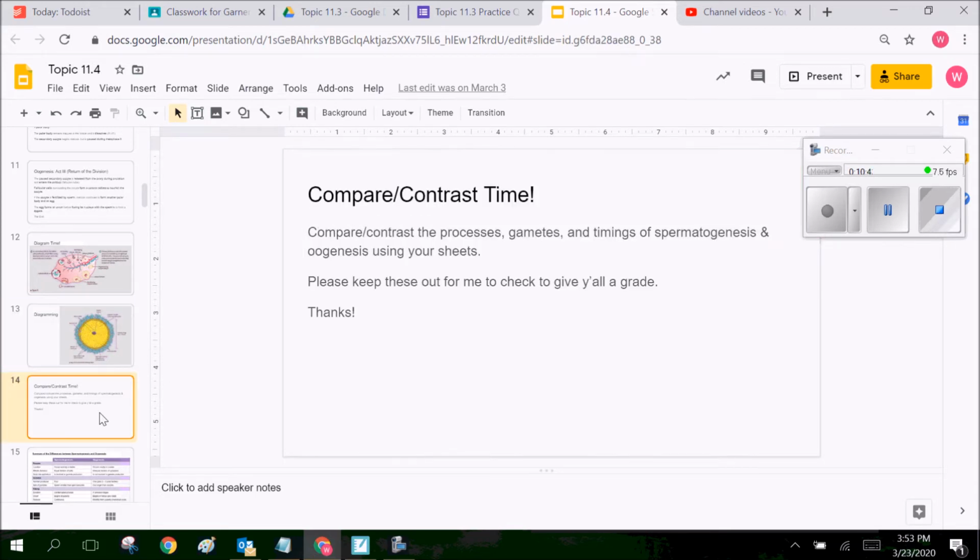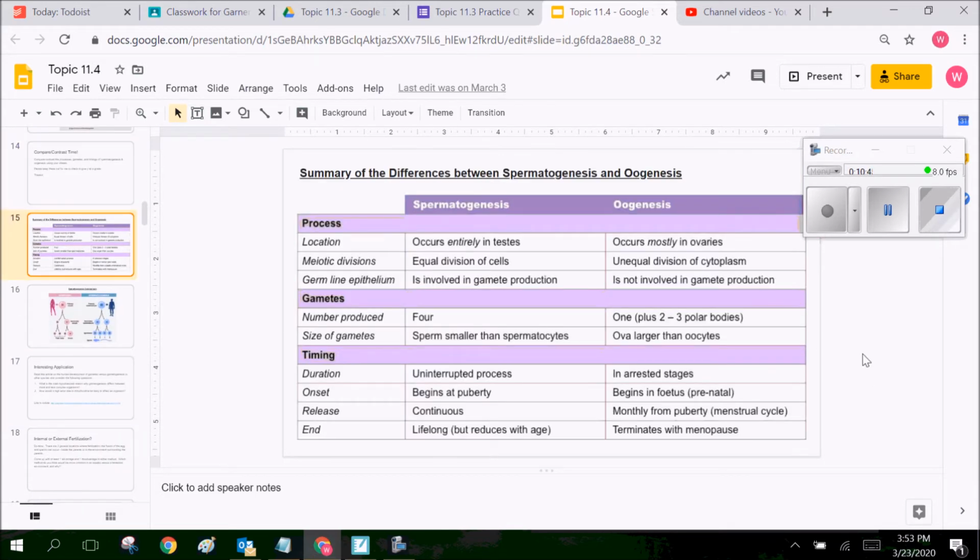Let's continue. All right, so you need to know how to compare and contrast these. So know this information. Notice that both of them are very similar, but in spermatogenesis, we do involve the germline epithelium, so we use that basement membrane of those testes to make the germline. We have much smaller gametes, and all of them are going to be active, and it's a continuous, uninterrupted process that begins at puberty. Here, we have a lot more stops. We have far fewer actual gametes being made. And we see that the basal germline epithelium is not actually involved in gamete production.